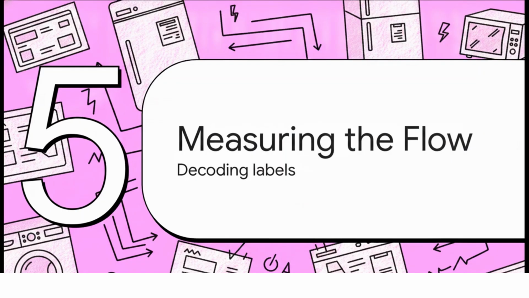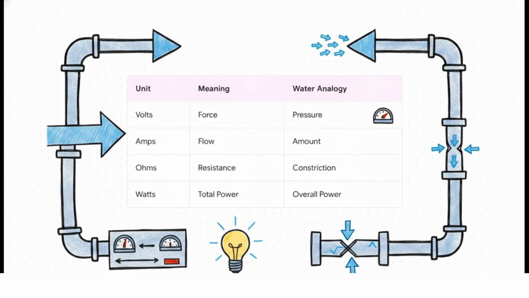Section 5. Measuring the flow. Now, if you check out the back of pretty much any appliance in your house, you'll see a sticker covered in numbers and symbols. To really understand our gear, we've got to decode this stuff. And honestly, thinking of a circuit like a plumbing system makes this incredibly easy. Volts represent the electrical force, exactly like water pressure pushing through a pipe. Amps measure the actual volume of electrons flowing past a certain point, kind of like the amount of water moving through that pipe. Ohms, they measure resistance.